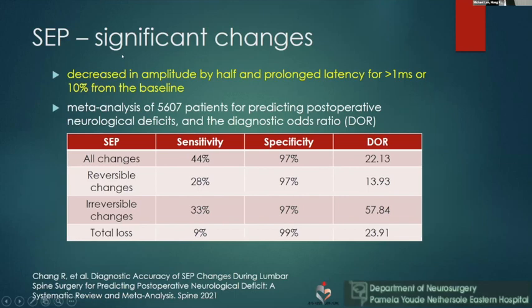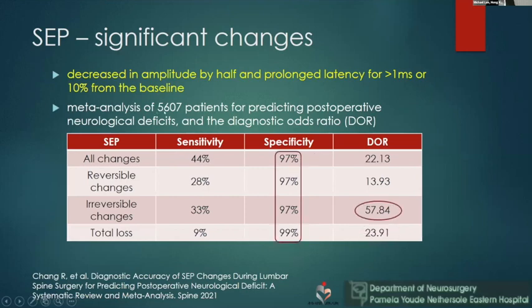So what do we mean by significant change? For every IOM, we should mention what we mean by significant change. Otherwise, there's nothing to compare, nothing to define. You cannot predict anything without a definition of significant changes. So significant change usually means decreased amplitude by half, or prolonged latency by 1 millisecond, or 10% from a baseline. If you are using this as your definition of significant changes, then you have the list of sensitivity and specificity.